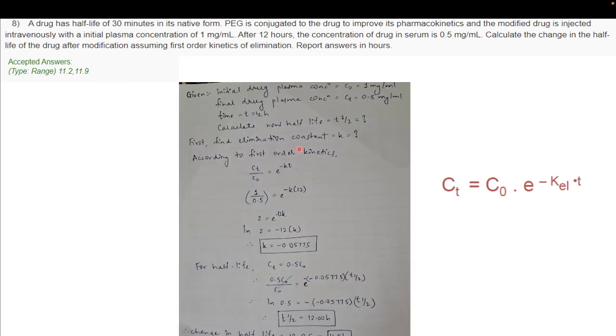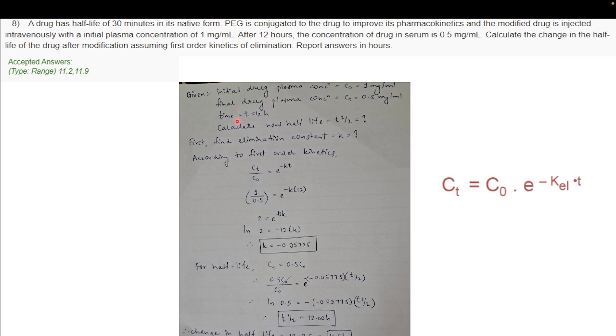There are two methods to solve this question. I've taken the longer method because if the values change, you would still be able to solve the question with the same method. Let's first see what we have. We have the initial drug plasma concentration. The formula is Ct equals C naught e raised to minus Kt, where Ct is the final drug concentration and C naught is the initial drug concentration. We have both of these values.